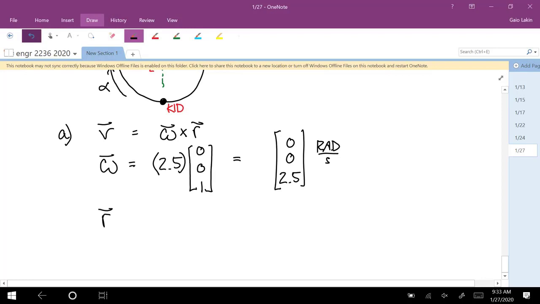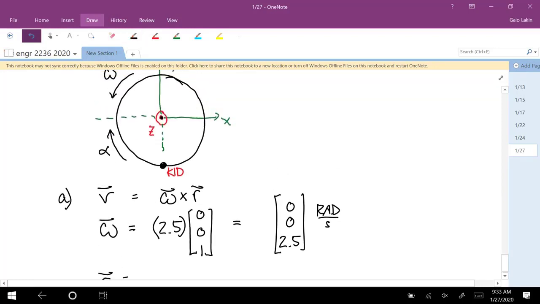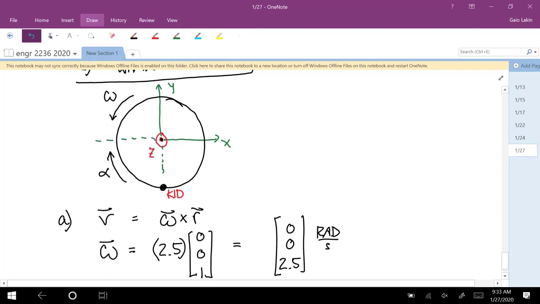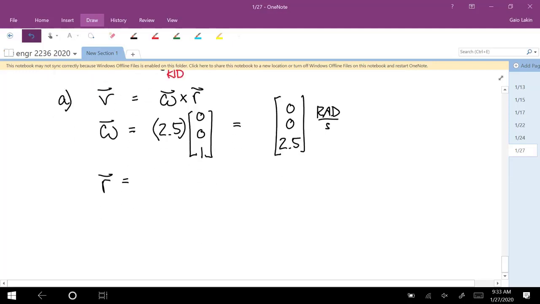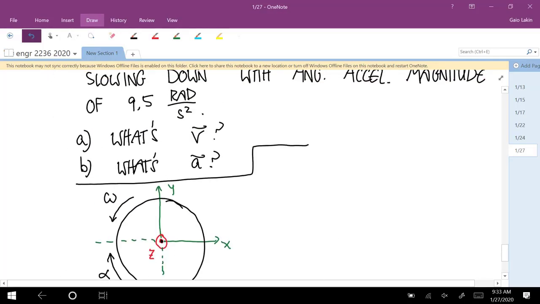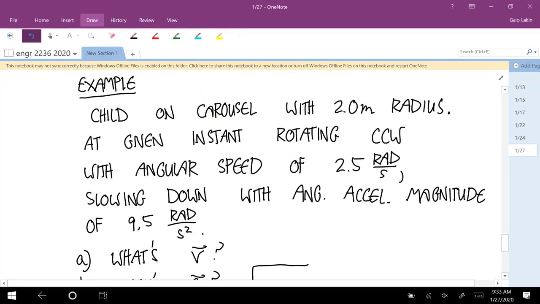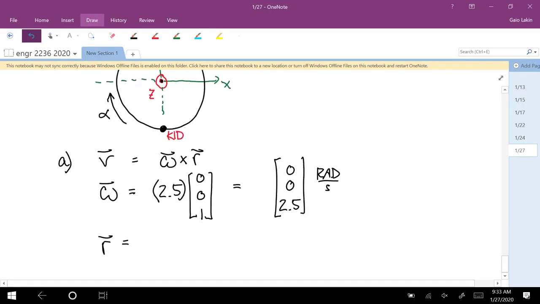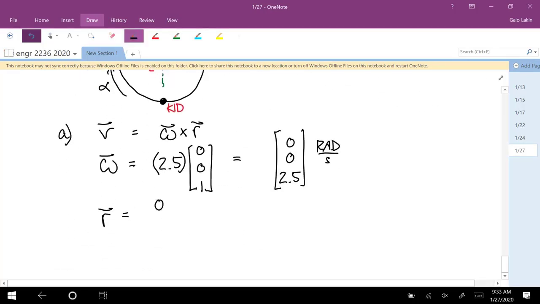R vector. So what's the vector that goes from the center of the circle to the kid? So it's in the negative y direction. The radius is 2, so it's going to be 0, negative 2, 0, the radius of the carousel. Okay, so this is 0, negative 2, 0, and this is in meters.